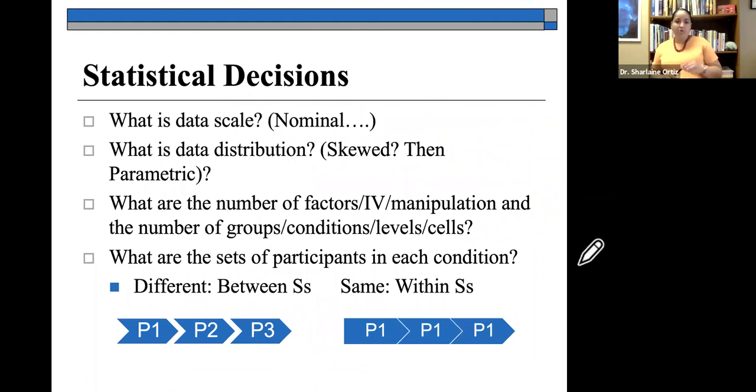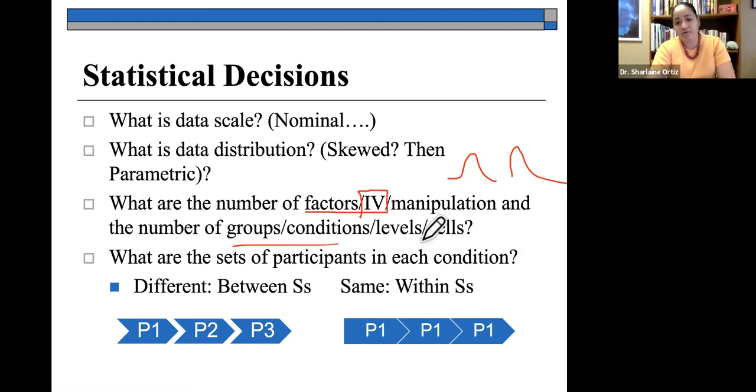Now, something important is that we will have to make statistical decisions. The first one that we need to make is, let's find out what that data scale is. Are we using a nominal scale, an ordinal scale, interval, or ratio? What's the distribution? Does it look like my normal bell, or does it look like a skewed bell shape? We're also wanting to know how many factors of that IV and how many levels of that IV do I have.